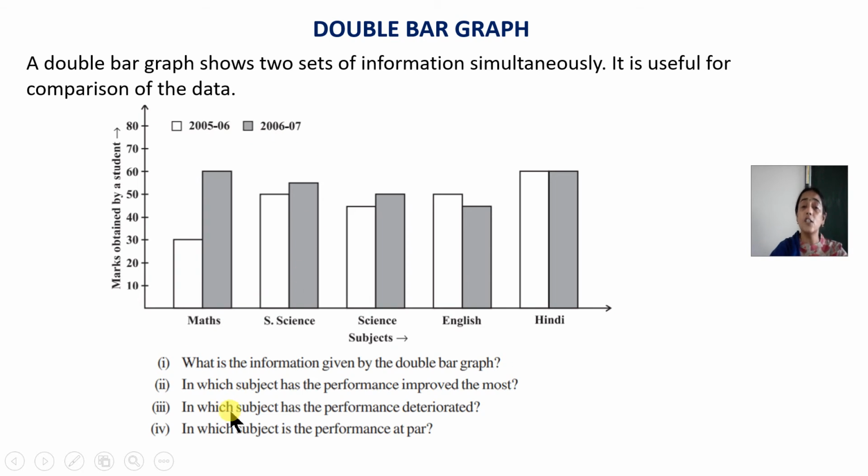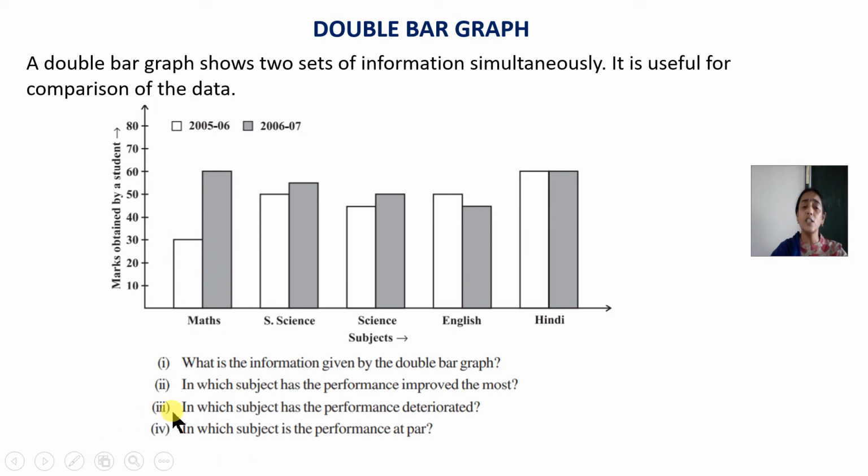In which subject has the performance improved the most? So in which subject has the performance improved the most? In maths, because in 2005 he just had 30 marks and here he had 60 marks. But looking at the difference only, how much difference is visible in the heights of the bars. So looking at the difference in the height, you can come to know that the improvement here is maximum.